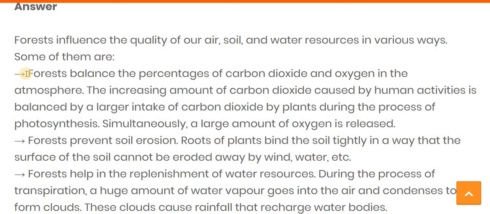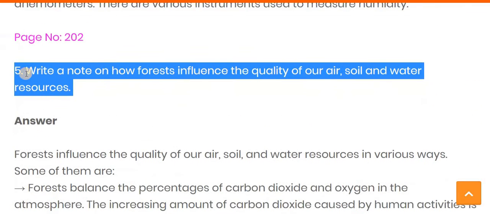And the third thing is related to the water cycle, how forests play a crucial role in the water cycle. In that we can write down that forests help in the replenishment of water resources during the process called transpiration. Transpiration means the loss of water from the plants. By the process of transpiration, a huge amount of water vapor goes into the air, and then it is condensed, meaning cooled down, and then it comes back to the soil. So it also plays a very important role in maintaining the water cycle.